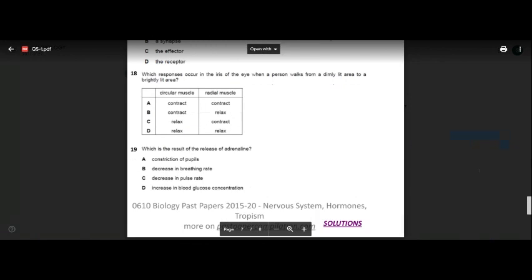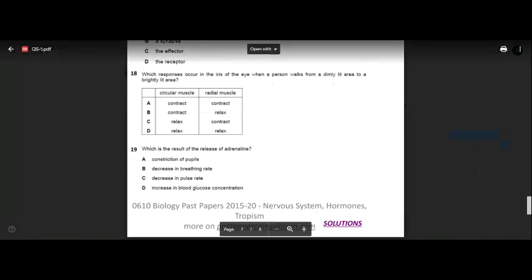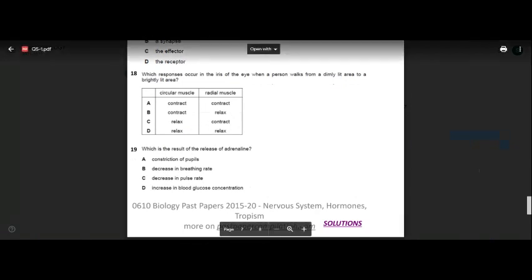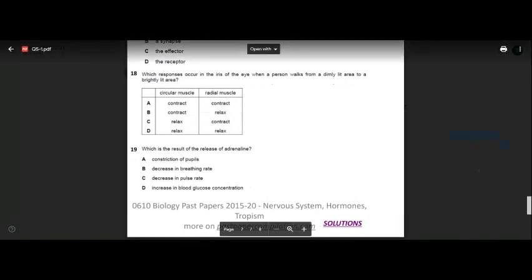Which response occurs in the iris of the eye when a person walks from a dimly lit area to a brightly lit area? So from dark to light, when you move, your iris should get smaller. You can just try it. You shine a torchlight into your eyes, and see how your iris reacts. When you shine that torchlight into your eye, it becomes smaller, and when you remove it, it becomes wider. So when it is bright in that area, from the dark to light, it becomes smaller to let less light pass through.